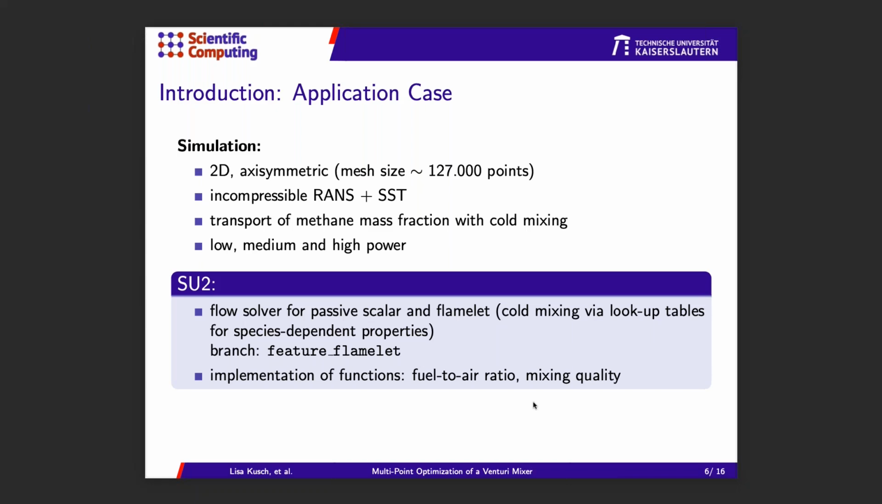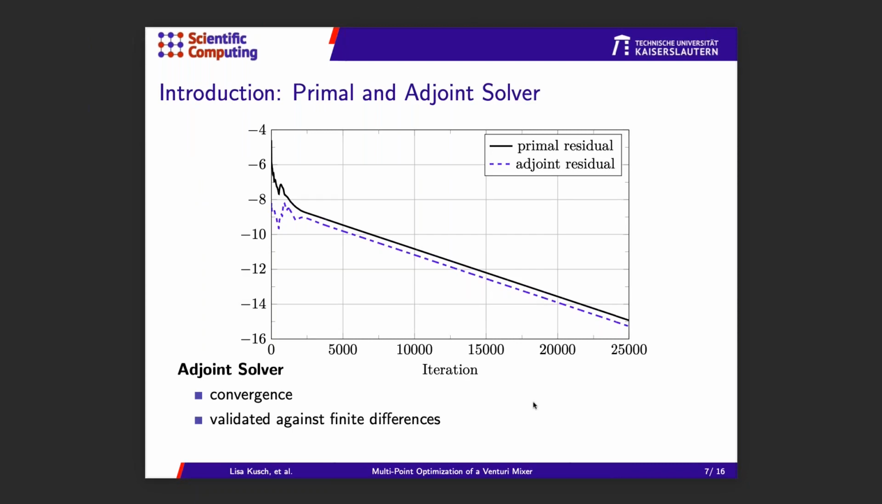And this branch also contains the implementations for the optimization. So the objective functions that we need, for example, the fuel to air ratio and the mixing quality. Okay, and here you see the convergence of the primary and adjoint. So we set this up alongside the adjoint solver, and this is validated against finite differences and also forward AD. And you see this converges quite nicely alongside the primary solver.